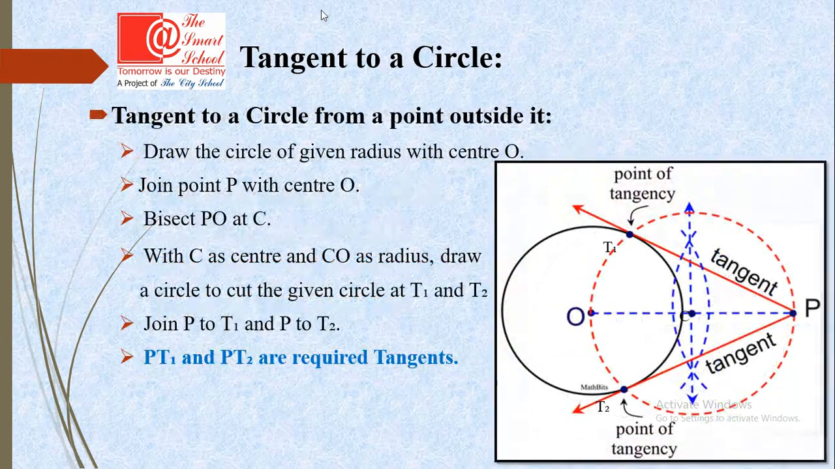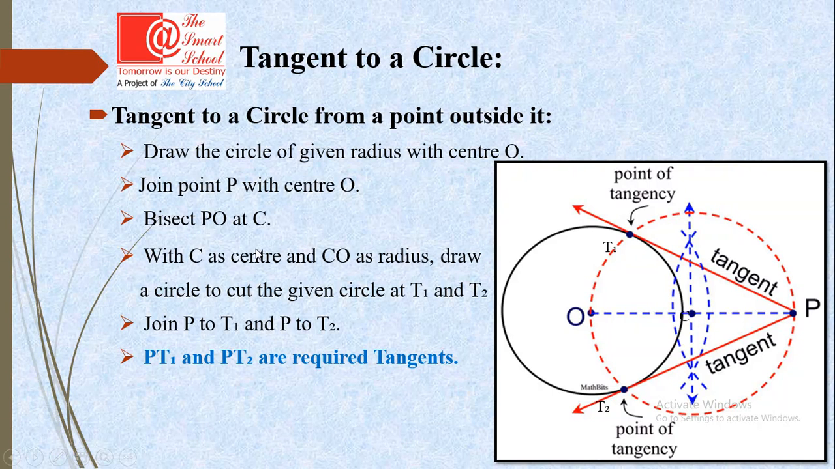Now, tangent to a circle from a point outside it. Draw the circle of given radius with center O. This is the required circle. And join point P with center O. Point P is here, which is outside the circle. Then we have to join O and P. Now bisect PO at C. We have to bisect this OP, and this is the point C where it is bisecting this line.